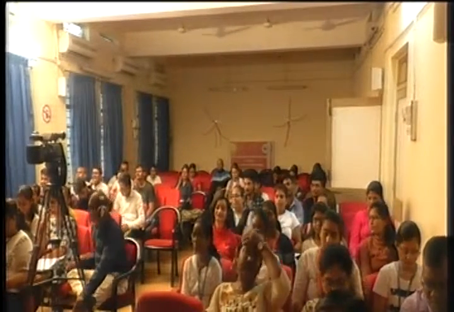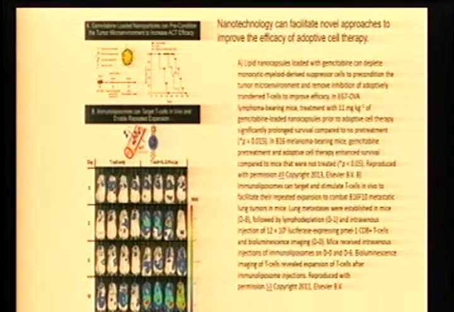So this is EG7 ova lymphoma bearing mice, which was treated with these loaded nanoparticles, and then prior to the adoptive cell therapy, the survival was compared. And this is B16 melanoma, a mouse melanoma. When these nanoparticles loaded with gemcitabine were given and you preconditioned the tumor microenvironment, as you can see here, okay, I have to read, I forget. Because we were talking of so many different things, I completely forgot.